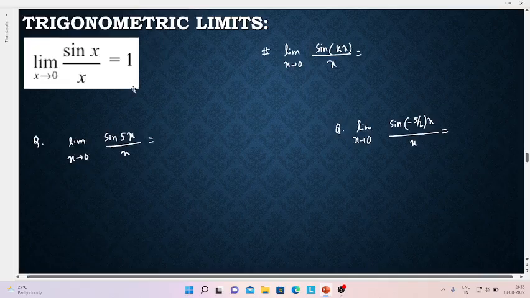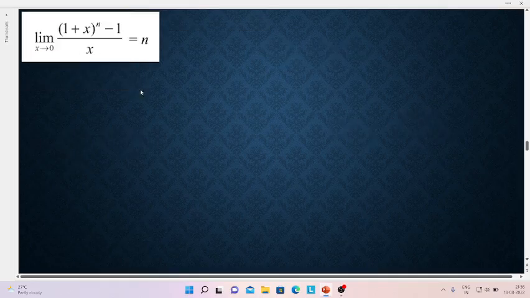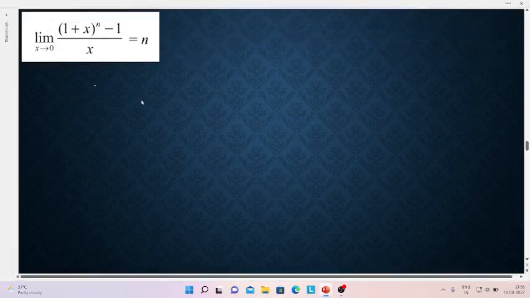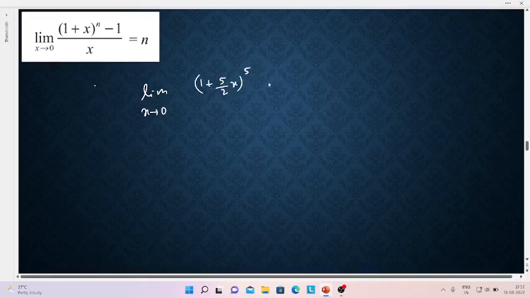There are a lot of things about trigonometric limits which I will discuss in a later video. Till then, I'm just giving you an example about this particular topic: suppose limit x tending to 0, (1 plus 5 upon 2x) to the power 5 minus 1, upon x. Can you tell me what will be the value of this? Most of the guys will tell me, sir, the value of this function with limit x tending to 0 is nothing but 5 by 5 only.